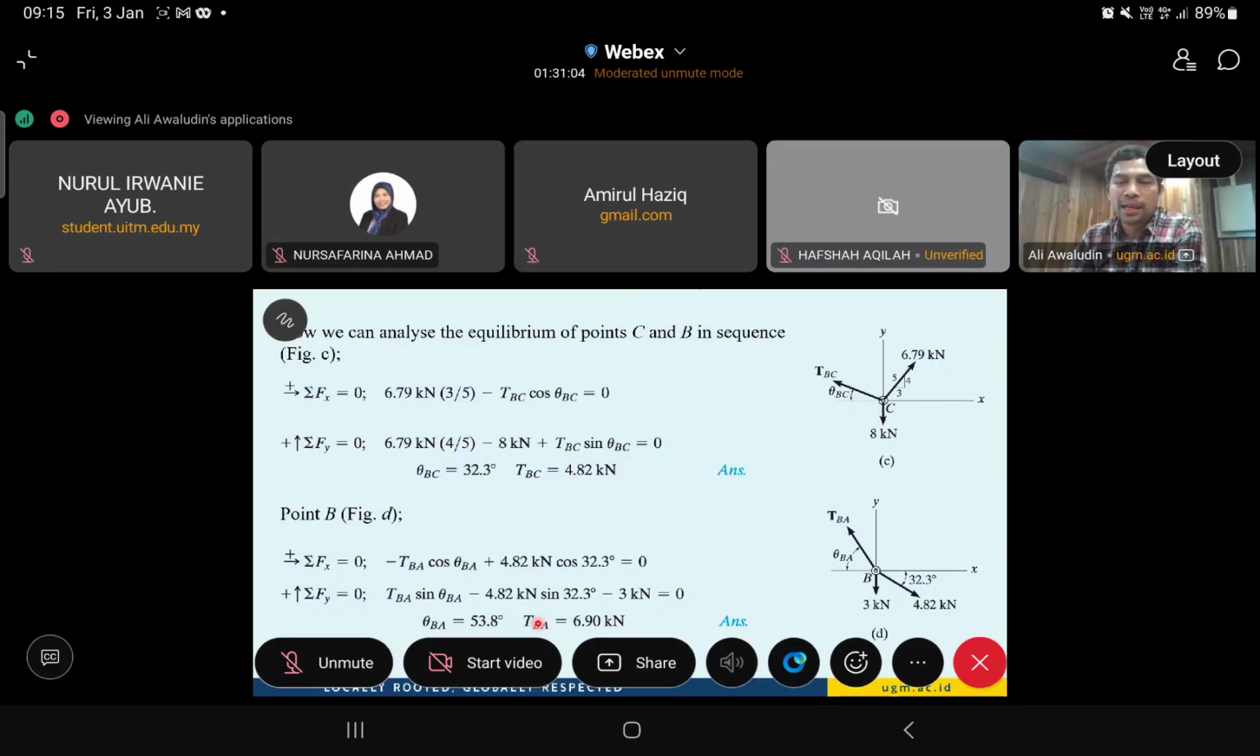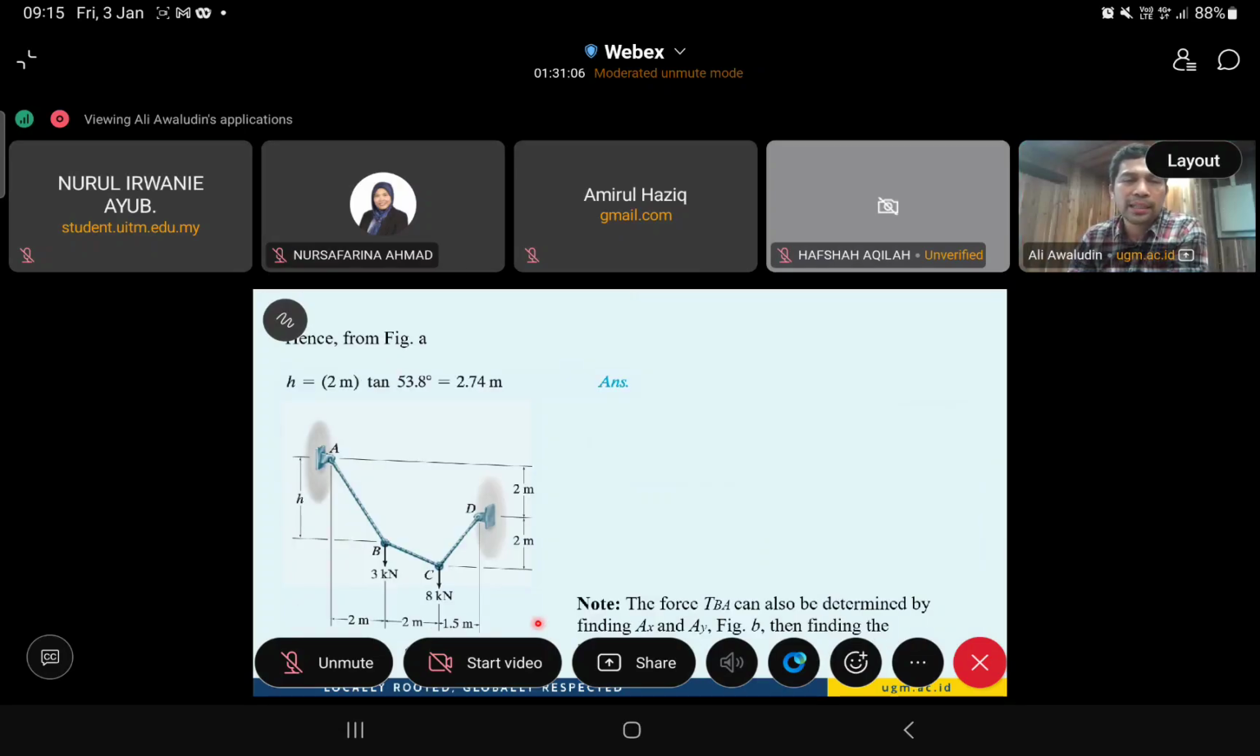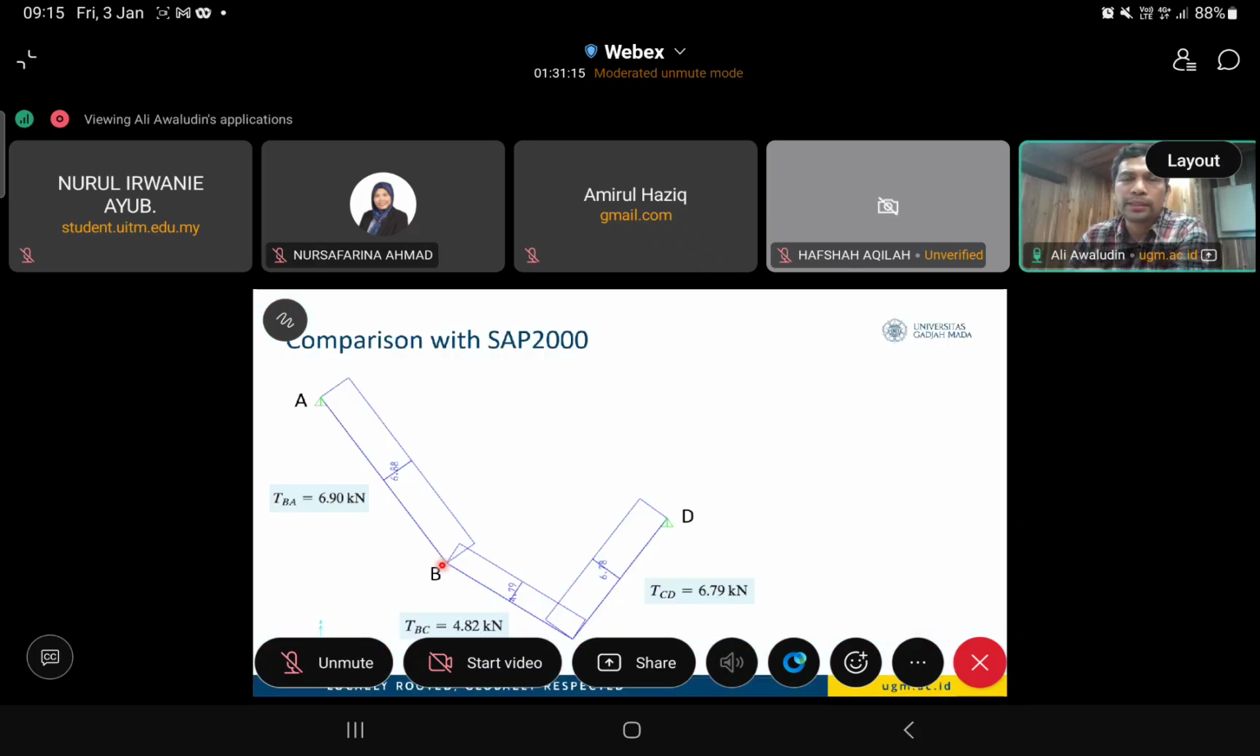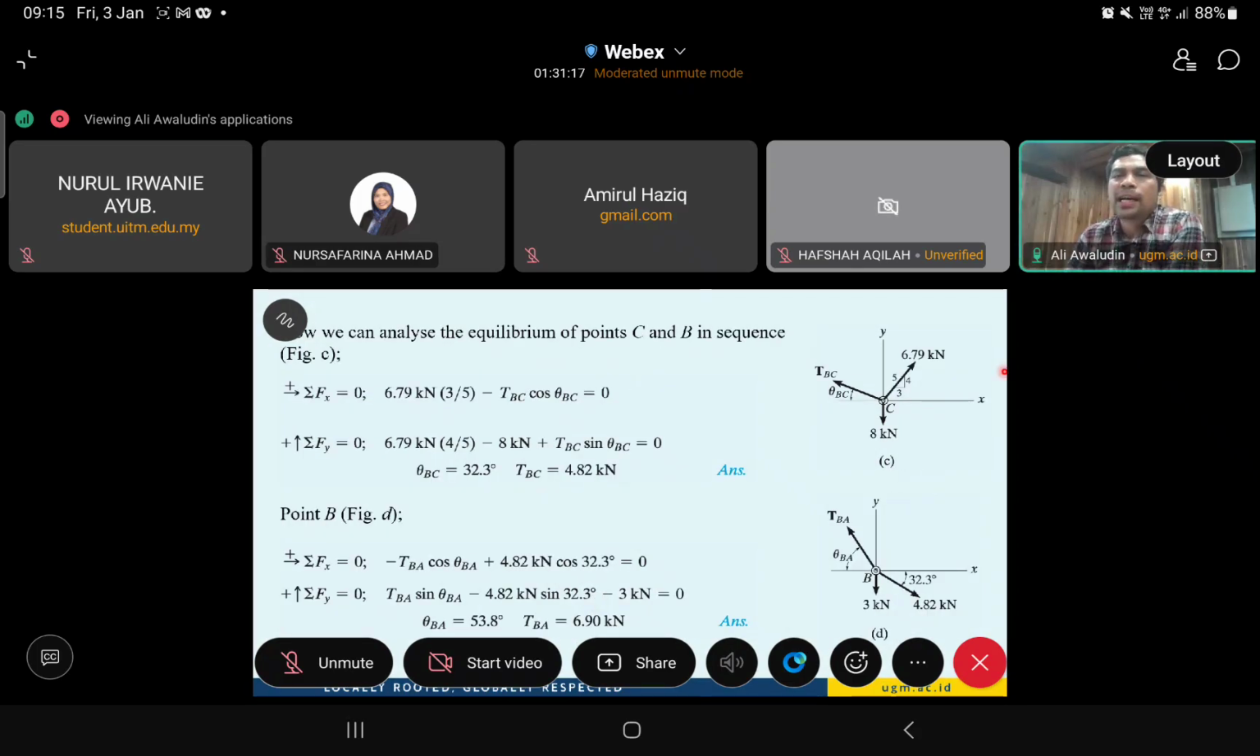Let's draw the equilibrium forces at point C. At point C, we see that we have the TCD force of around 6.79 kilonewton. We have the load force of about 8 kilonewtons. And here we have TBC, the tension force at the cable segment B to C. At the moment, we do not yet know the inclination, theta BC.